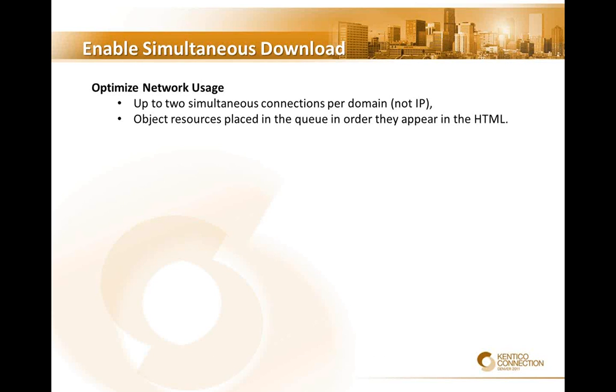So now we want to know more about how to enable that simultaneous download in browsers. As I already mentioned, most of the browsers today support up to 2 simultaneous connections per domain. It's important to remember it's per domain, it's not per IP. Because, as you will see, we can use this fact later to streamline even more the retrieval of the sources from the external repositories.